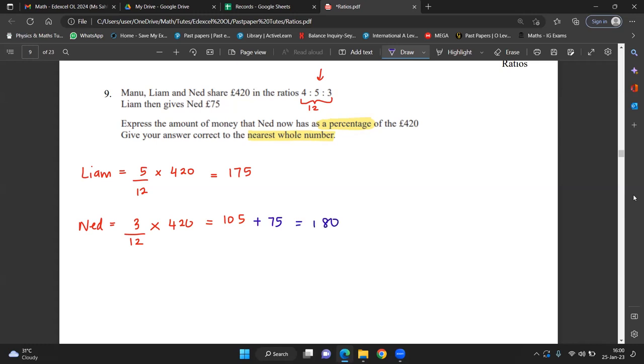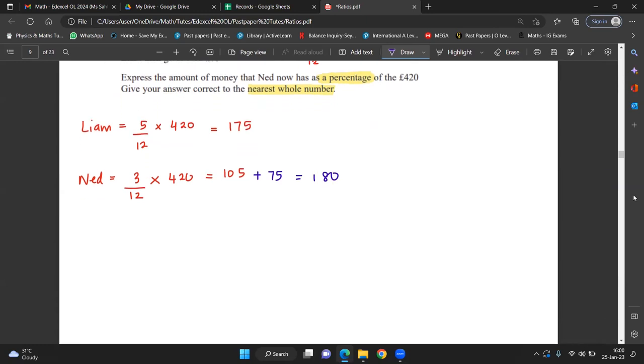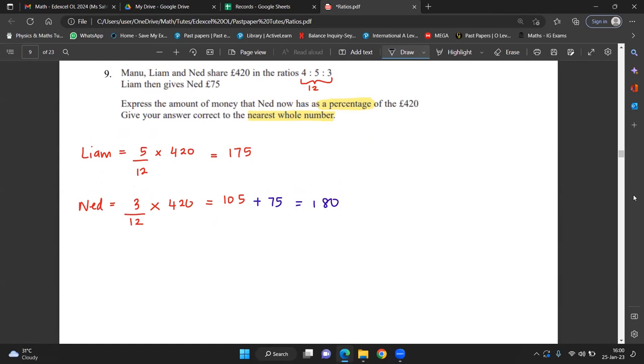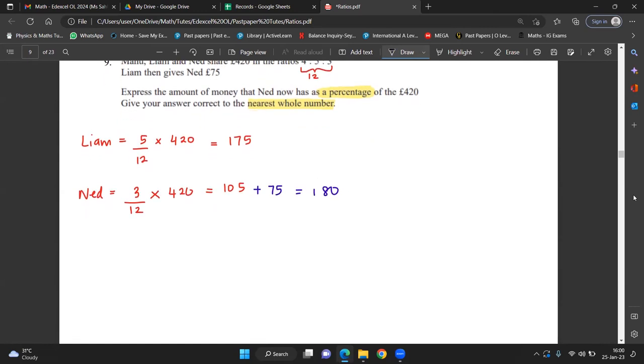Was Liam even necessary here? Was his amount necessary? Not really. Okay. Now tell me, is this your final answer? No. We have to change this to a? Reema, change it to a percentage. Yes. Vidruth, change this to a percentage. 180 over 420 into 100. Answer?